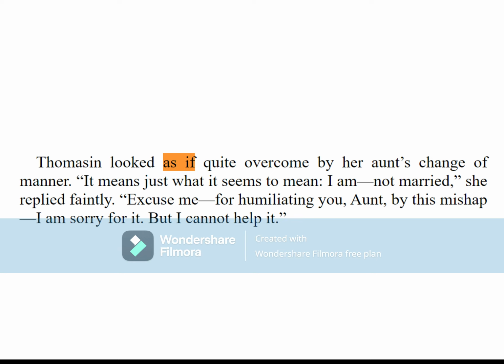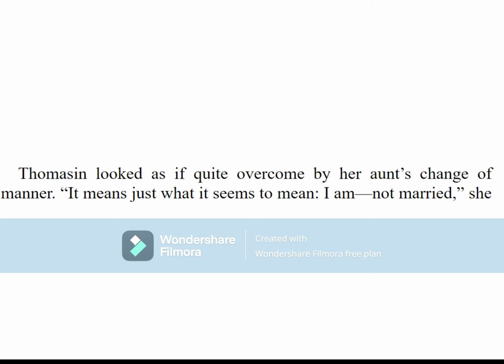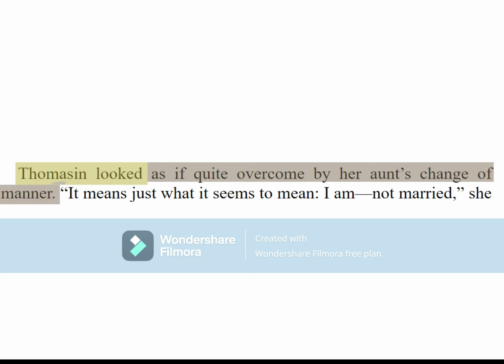Now let's move on to our second sentence. Thomasine looked as if quite overcome by her aunt's change of manner. Thomasine looked, it's our main clause, and as if quite overcome by her aunt's change of manner would be our adverbial clause. The subordinator as if is a subordinating conjunction.